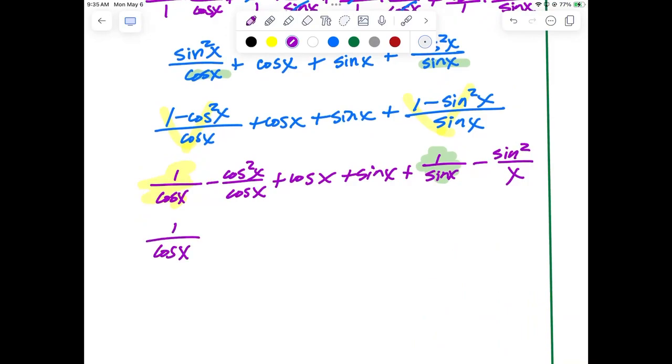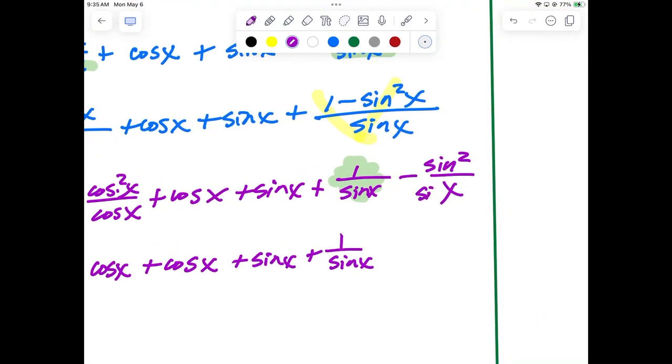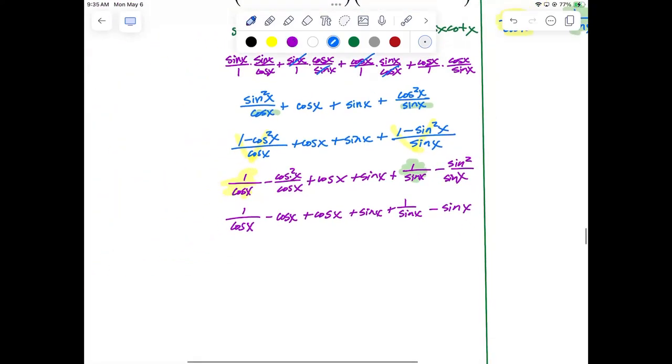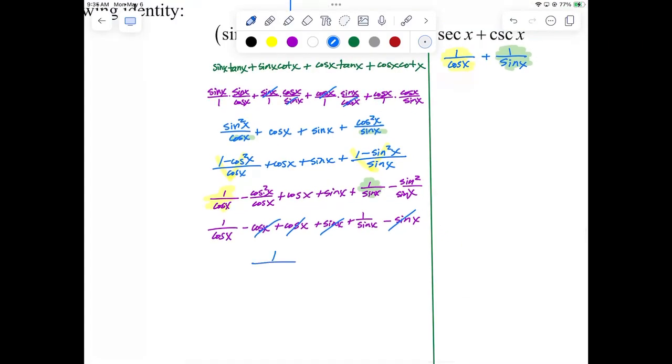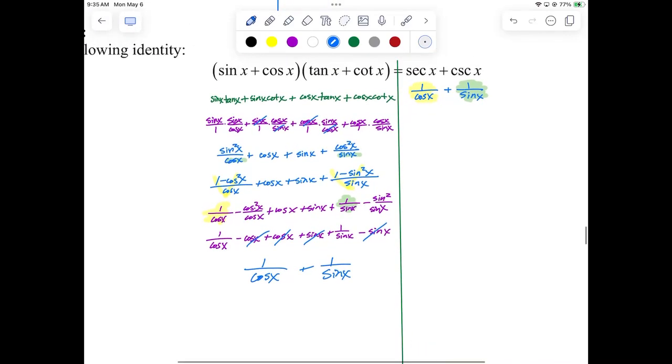Yeah, you can cross out all the... What's cosine squared over cosine? It's just cosine, plus the cosine that's there. And then I get plus sine of x, and then I get plus 1 over sine of x. And then sine squared, oops, this should be over sine of x. This becomes minus sine of x. And now you can show me that the cosines cancel and the sines cancel, and now I'm just left with 1 over cosine of x plus 1 over sine of x. And is it written in the correct order, or should I put the sine of x first? No, that's the correct order. So I finished, right?